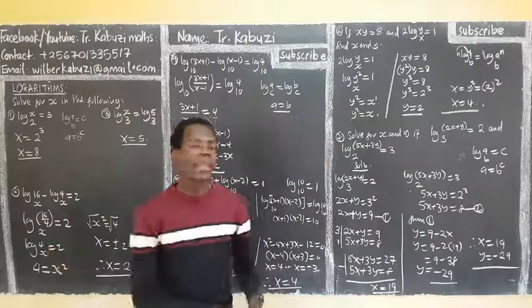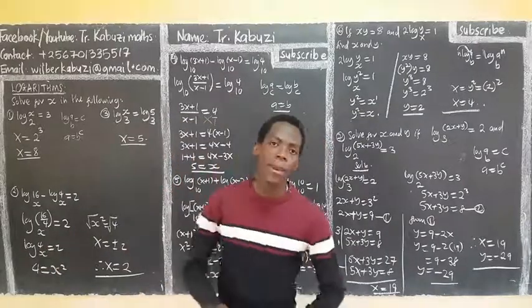So that's how we use logarithm properties to handle these numbers.